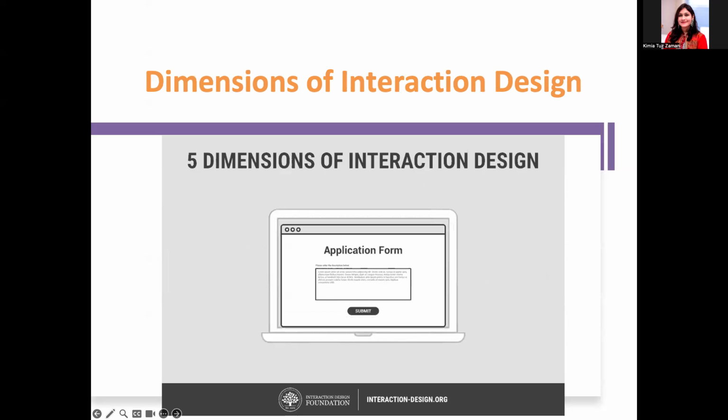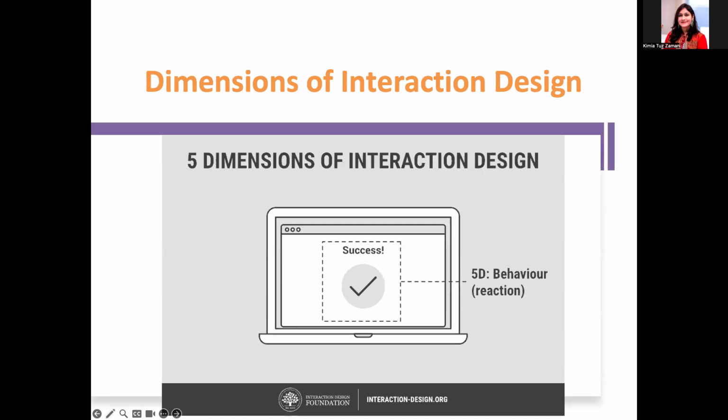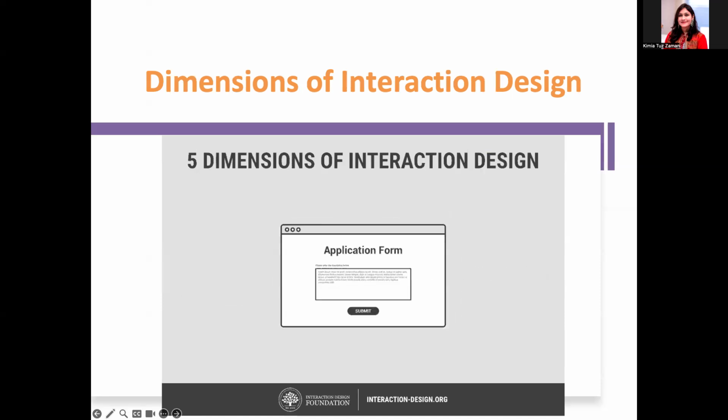So the dimensions are 1D, or words or text, 2D, or visual representation, 3D, or physical objects or space, 4D, time, and the 5D is the behavior.